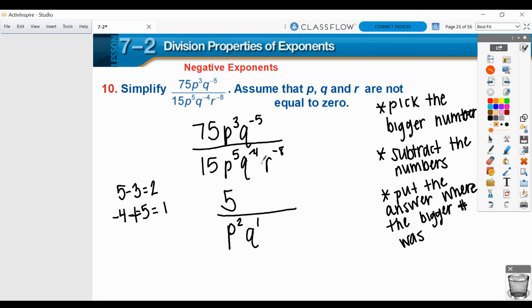Then when you look at the r to the -8th, you don't have anything to subtract with it. So this needs to be flipped over into the numerator and made positive. This is not difficult. You just have to go step by step.